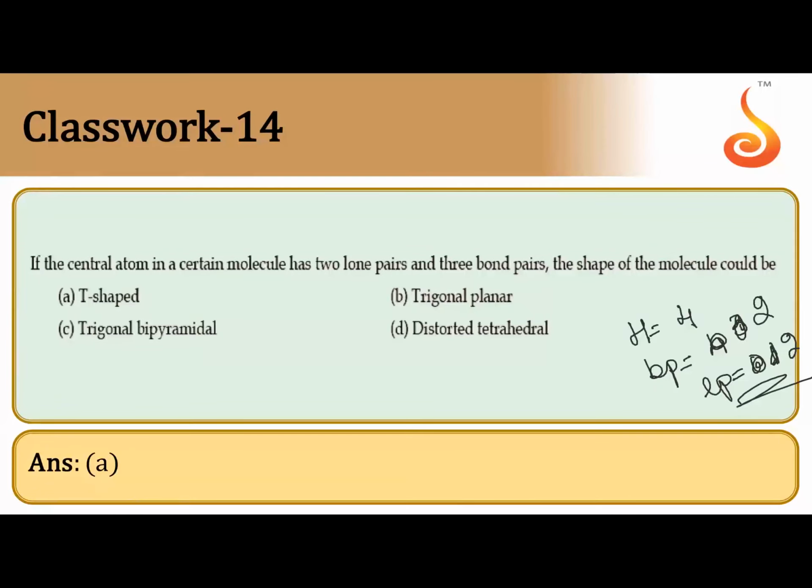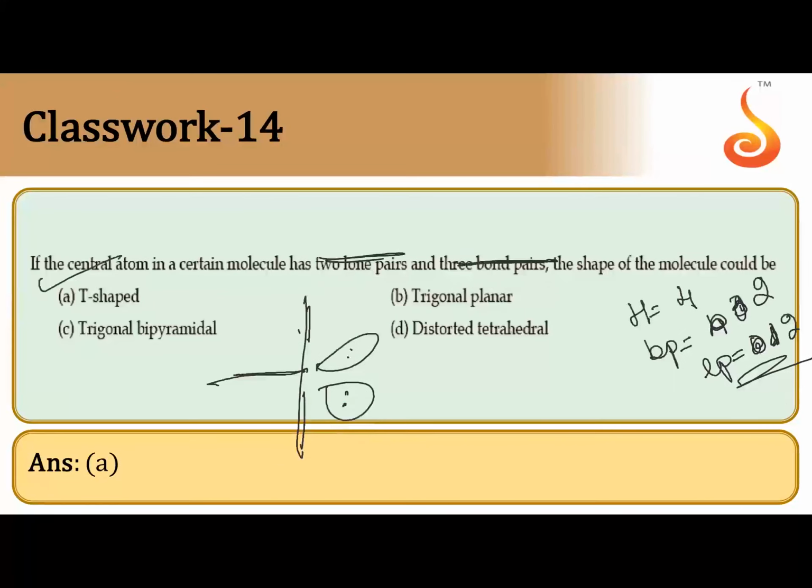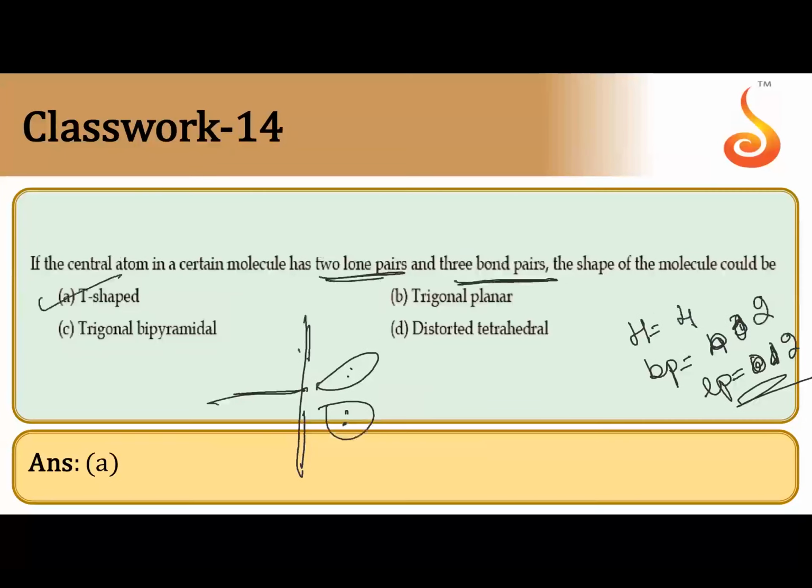Coming back here, if the central atom has 2 lone pairs and 3 bond pairs, 2 lone pairs, where to draw, will draw here. And 3 bond pairs, I will draw 1 bond pair here, 1 here, 1 here. Right? Total 5, trigonal bipyramidal way, but 2 are lone pairs. So what is this shape called? T shape. Option A. Agreed, right? Okay. Next one.